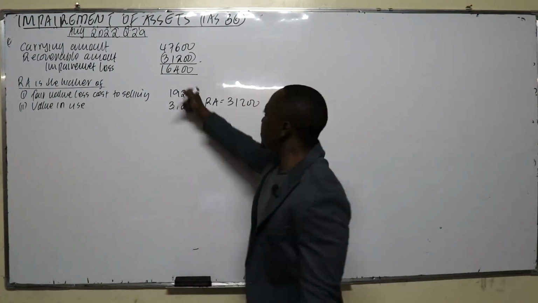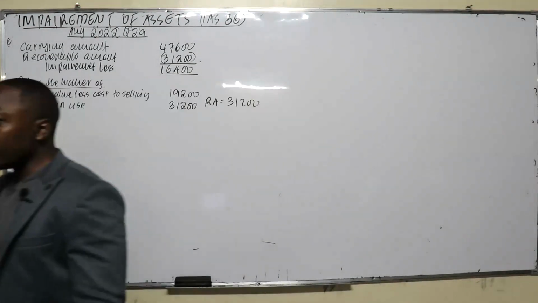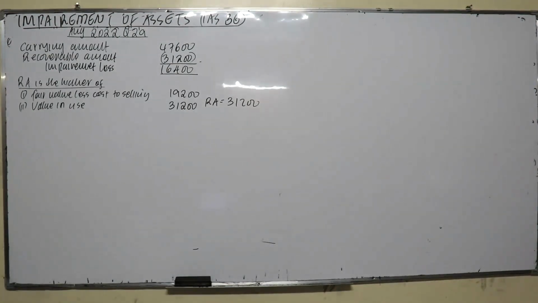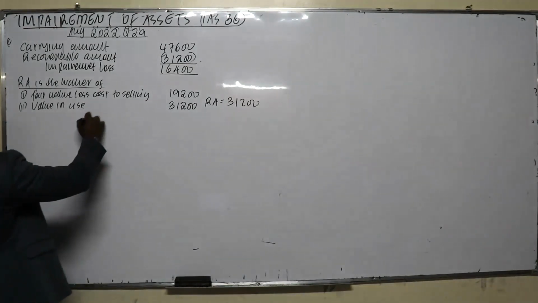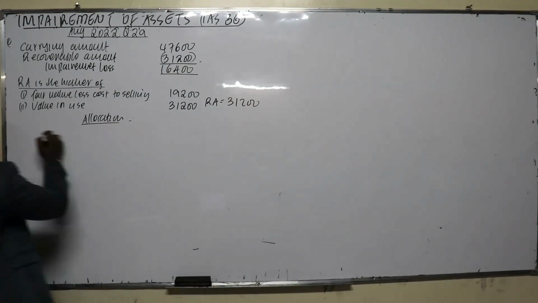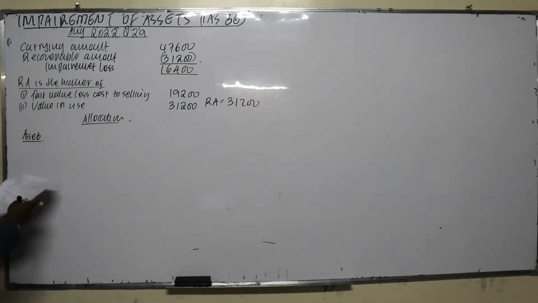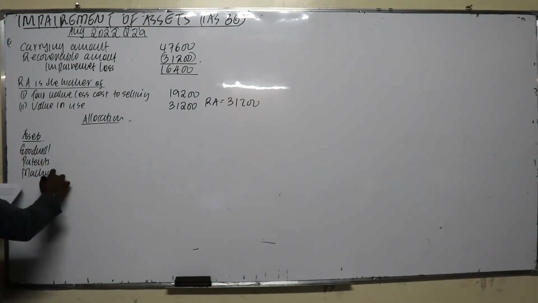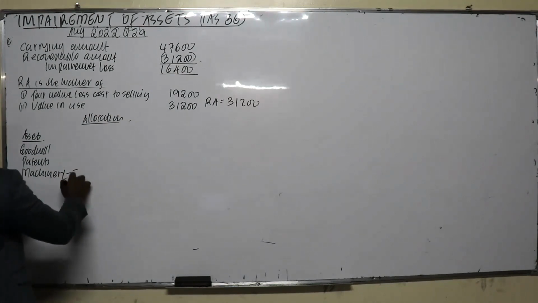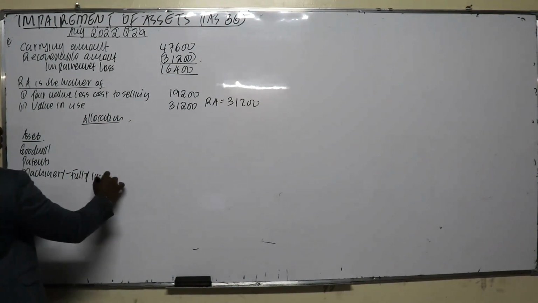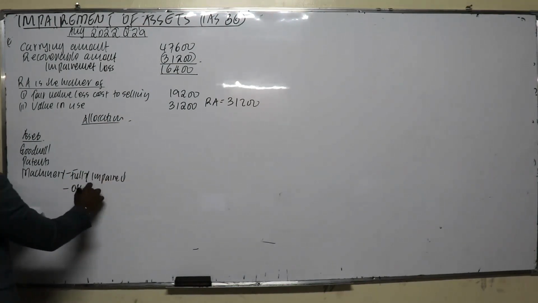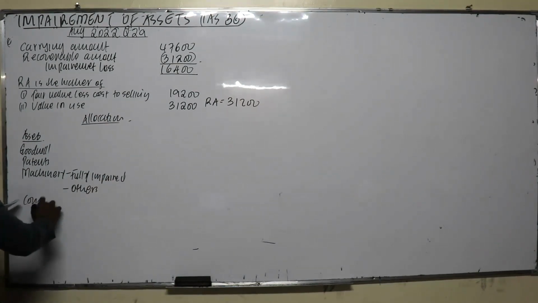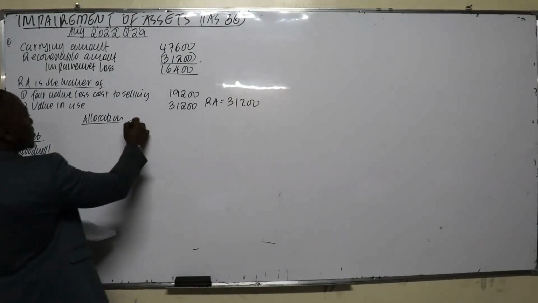How do you account for this impairment loss? You are told that in relation to CGU, cash generating unit. This is a group of assets. So how do you allocate? It's all about allocation. We have the assets, and for the assets, we have goodwill. We have patents. We have machinery. And for the machinery, we have the one which are fully impaired. Then we have others. Then we have computer equipment. And then we have premises. Then you are given their carrying amount.